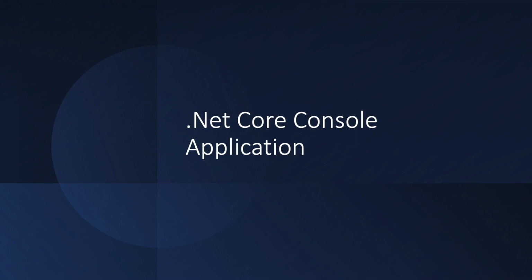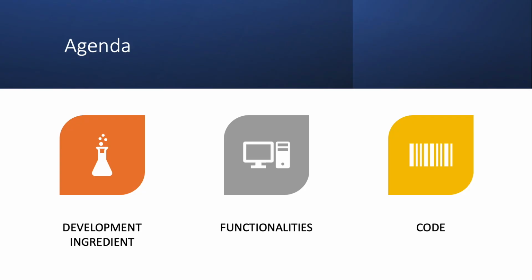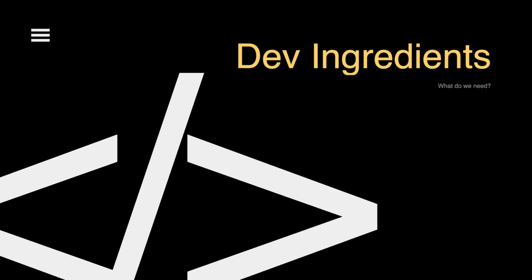So, what are we gonna be covering today? First, we're gonna be discussing the development ingredients, which is gonna be the tools that we need in order for us to jumpstart into development. Then we're gonna be discussing some of the functionality that we're gonna be building. And lastly, we're gonna start coding.